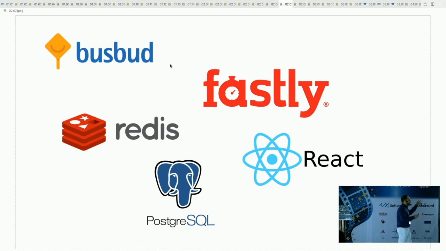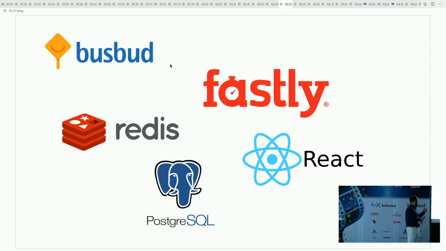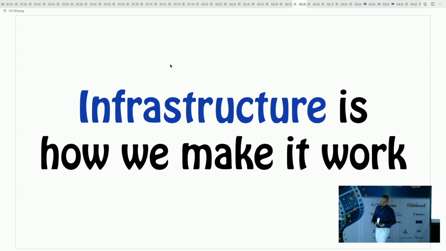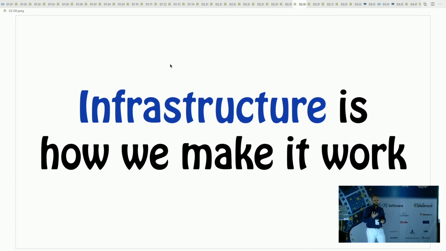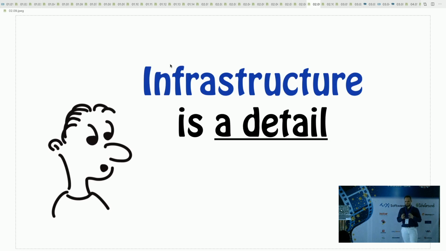Here are some of the technologies that we use today. For example, we store things into Redis and Postgres databases. We could have used other kinds of databases, for example. That doesn't really matter. This is the infrastructure. The infrastructure is all of the tools that we have made together to make all of this work in real life. But really, the infrastructure part is a detail, meaning that you can change it, and it won't change the business.